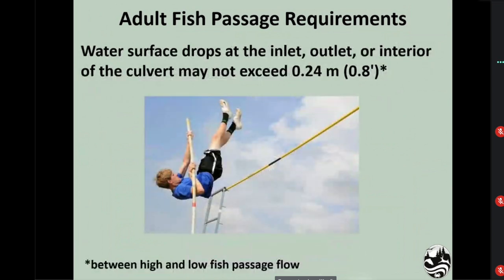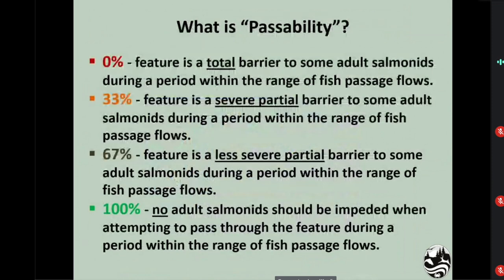Moving on. Jumping ability, water surface depth: the vertical distance that fish have to leap from surface water to surface water. So that's the surface water of the pool downstream of the culvert, and then the surface water inside the culvert. And we'll talk about how to measure that, because you want to measure from water surface to get that depth.